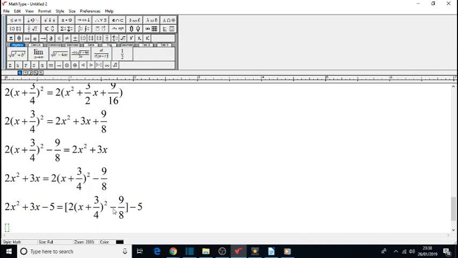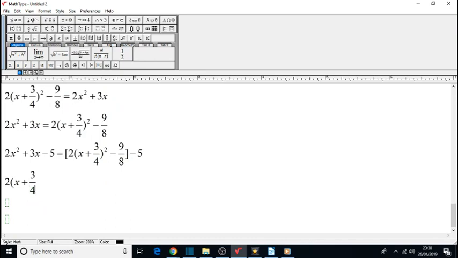So now we should have 2(x + 3/4)², and what's minus 9/8 minus 5? That's equal to minus 49/8, and that's it, equal to 0.